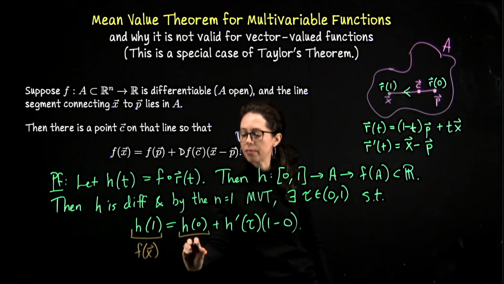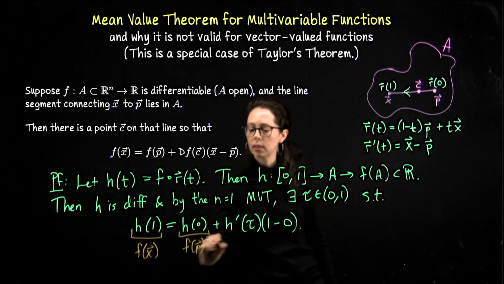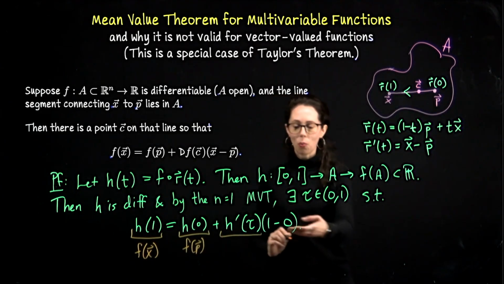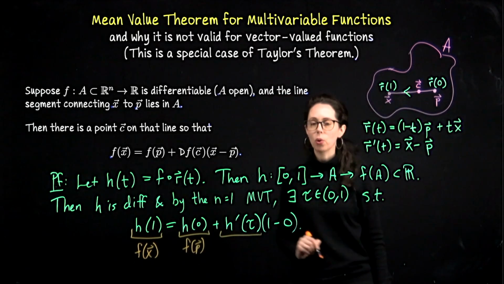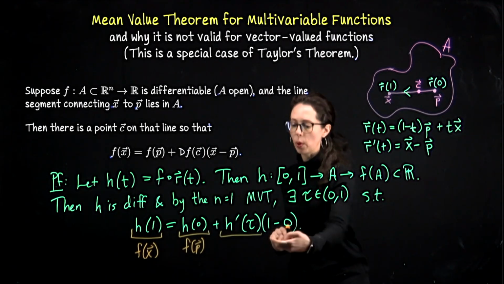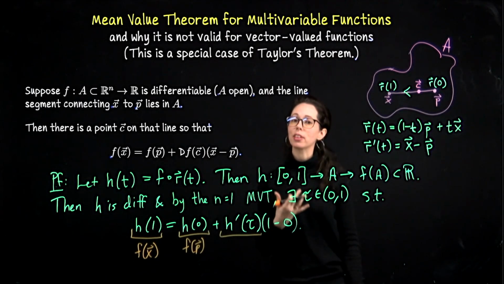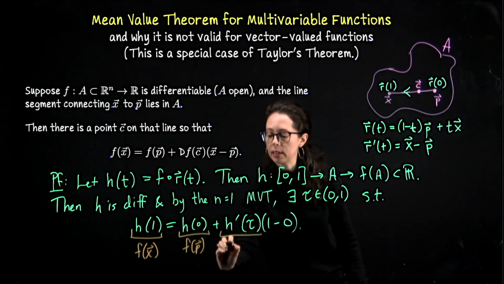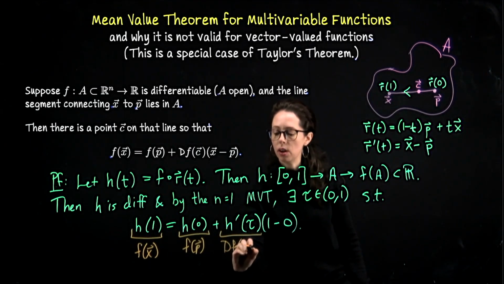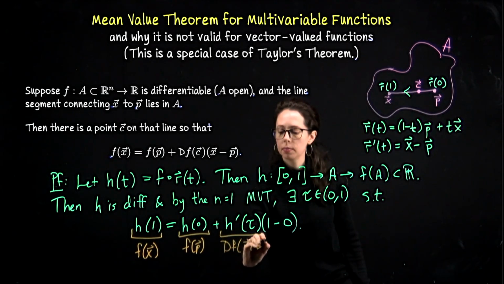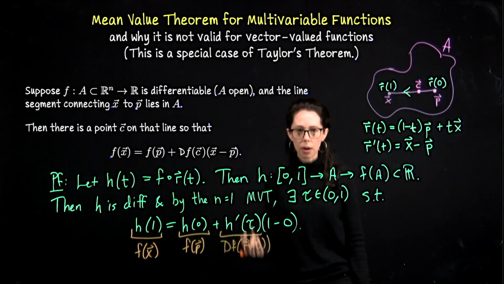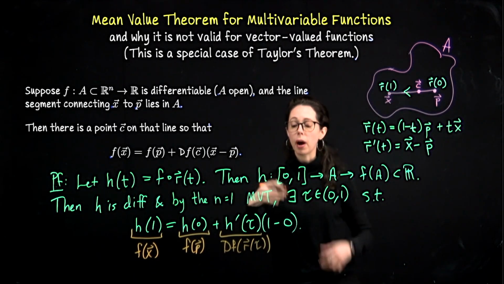Likewise, h of 0 is f of p. 1 minus 0 is 1. We can basically ignore that difference there. This is just the number 1. h prime of t, by the chain rule, is going to be df at r of tau times r prime at tau.